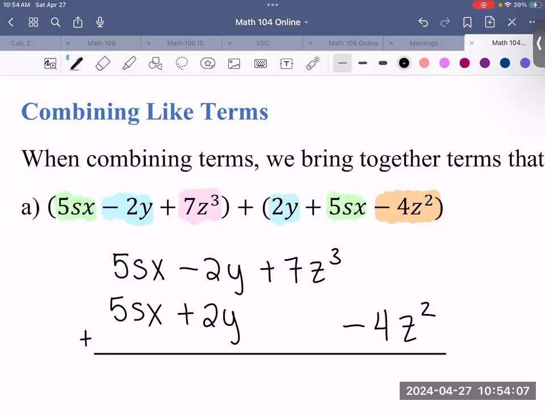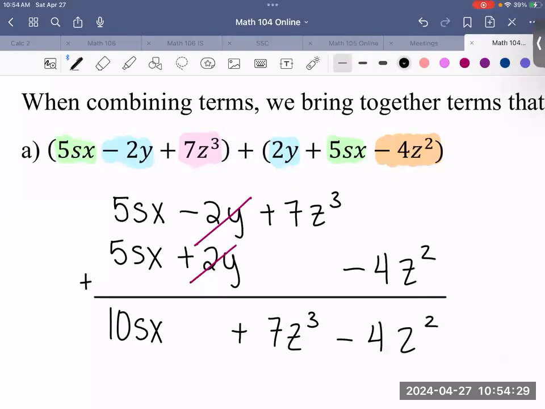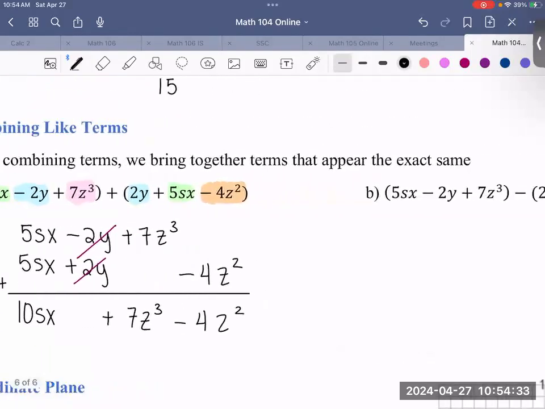Do you have to do this? Absolutely not. You can just go ahead and add once you're here to your values. Now notice that when we're adding, we're just going to add right down. These two will cancel each other out. Then we have plus 7z cubed minus 4z squared. All right, let's try it again one more time.